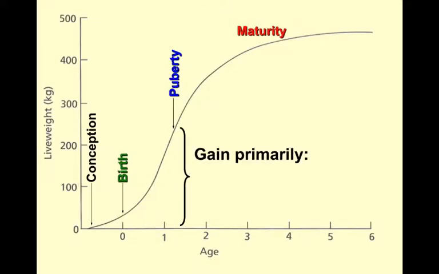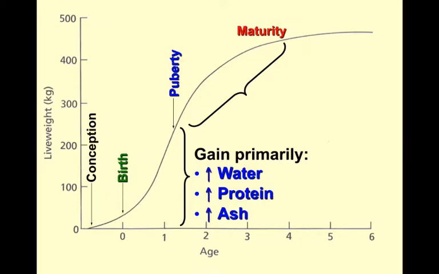So if we take a look at that growth curve and come back to it, early on in an animal's life, the gain that we see between birth and puberty is mostly water, protein, and some ash, or that would be the bone. Ash represents the inorganic element, and the bone is made up of mostly calcium and phosphorus and other inorganic minerals. So that gain is predominantly water, ash, and protein. Then between puberty and maturity, we start seeing an increase in fat. That's where the gain is mostly going to be coming from fat.